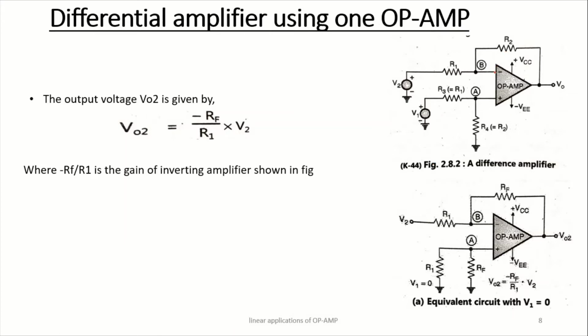Here, this is an op-amp. Two input voltages V1 and V2 are applied through two resistors R1 and R3, and R3 is identical to R1, and the feedback is introduced from the feedback resistance. Its value is R2, and here one extra resistor is connected at this node. Its value is R4, and R4 is identical to R2. Means R1 and R3 are identical and R2 and R4 are identical.